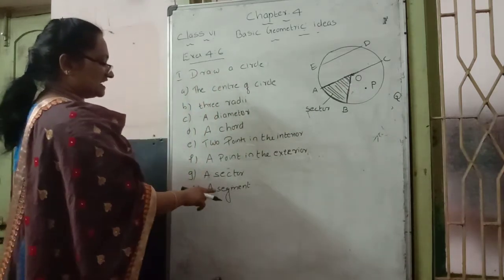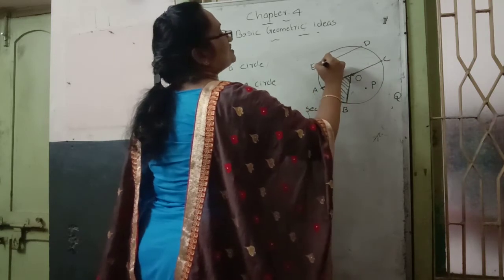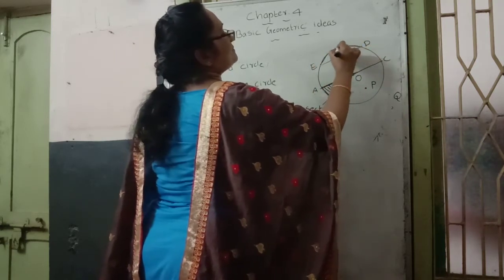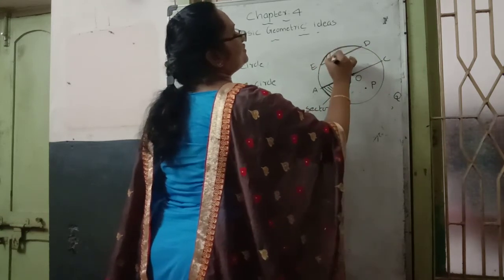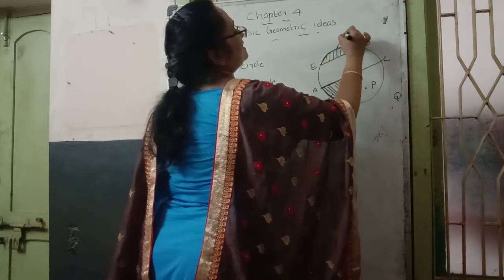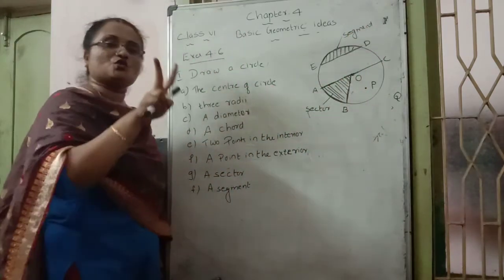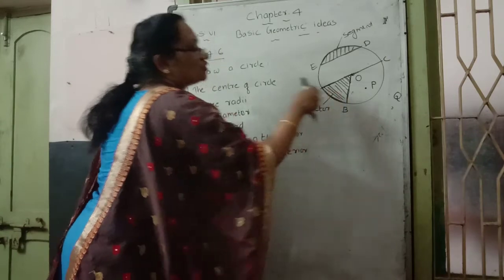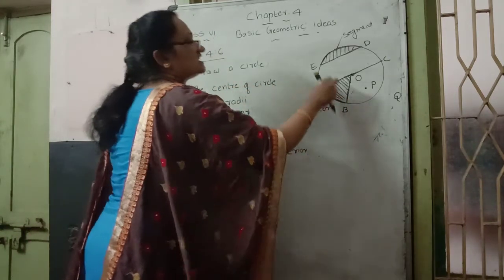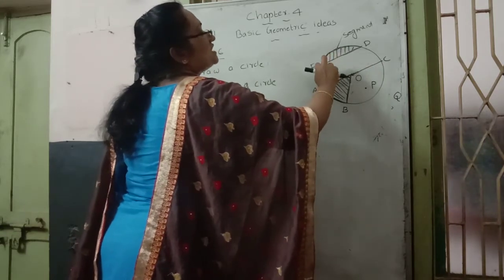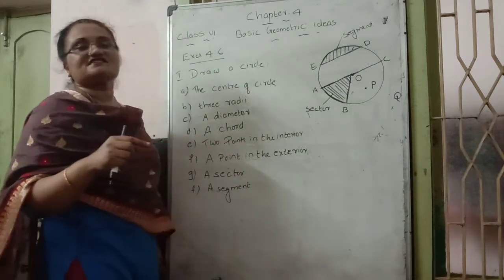The last word is segment. Segment means arc. Here, which is the arc? ED is the piece of a circle. The arc and the chord joining region we call a segment. This part we call a segment. So sector means two radii and an arc of a circle joining region. Segment means an arc of the circle and a chord joining region.